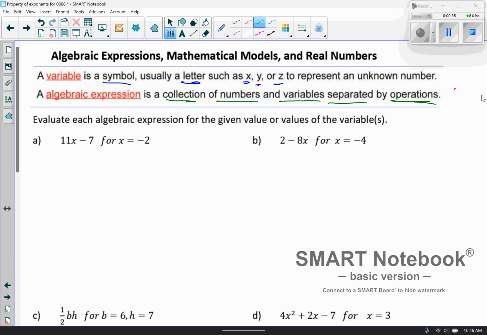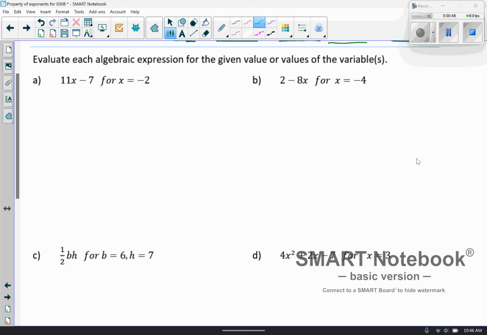So what we're about to do here isn't really anything too new that you've done before. We just have to go ahead and substitute the value that's going to represent the variable and then just simplify the expression. So that's what we're going to do here. On my first one, I have 11 times x minus 7 for when x equals negative 2. So I'm going to substitute this negative 2 in for the x right here.